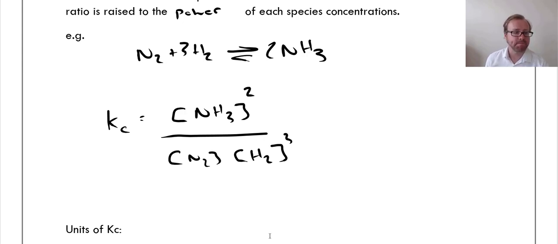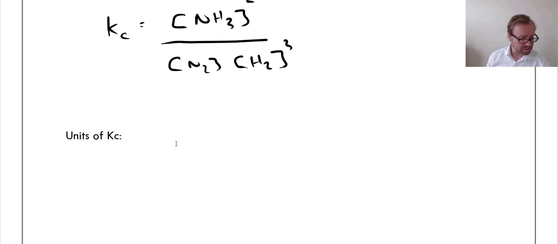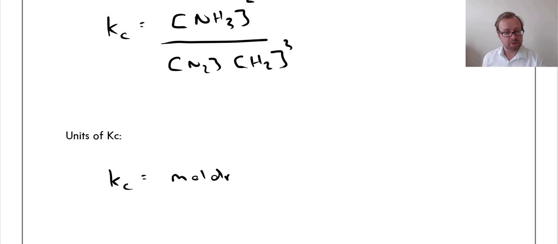Pretty simple so far. Okay, as a quick aside, we're using square brackets. Remember, square brackets is the notation for concentration. So units of Kc. Again, our units of Kc are going to differ dependent on the number of reactants and products we have in our equations. But if we're going to do this example up here, it's quite easy to work out. So we can say Kc is NH3 squared. Now my units for concentration are mol dm^-3.